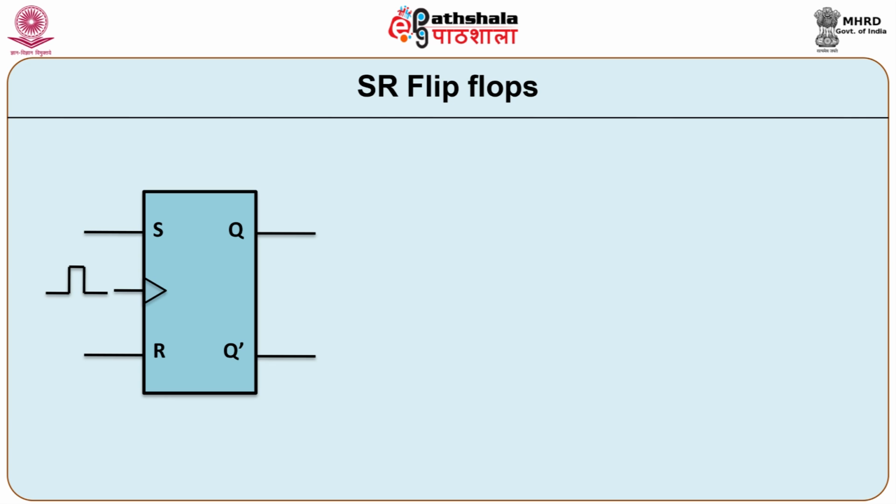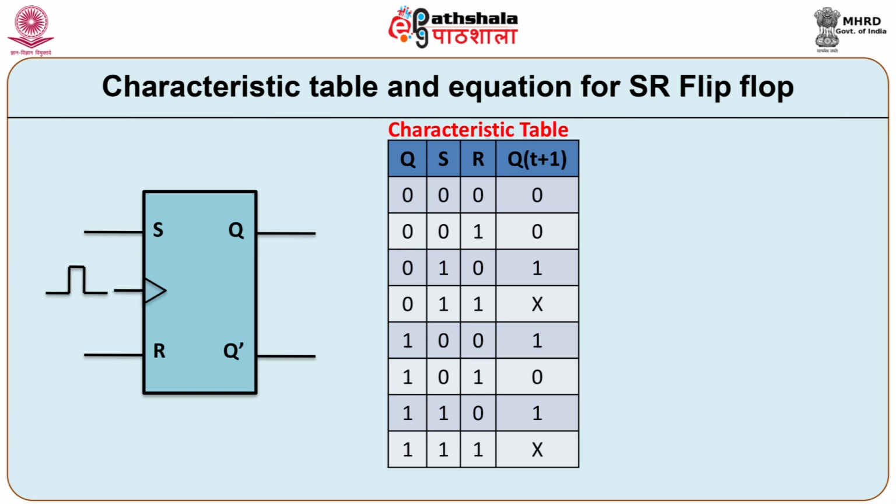Let us begin with the SR flip flop. The characteristics table defines the state of each flip flop as a function of its SR inputs and previous state. With reference to the clock pulse, Q represents the present state and Q(t+1) represents the next state after the clock pulse. The characteristics table for the SR flip flop is represented by writing the present state and SR as inputs in the initial columns and the next state in the last column.